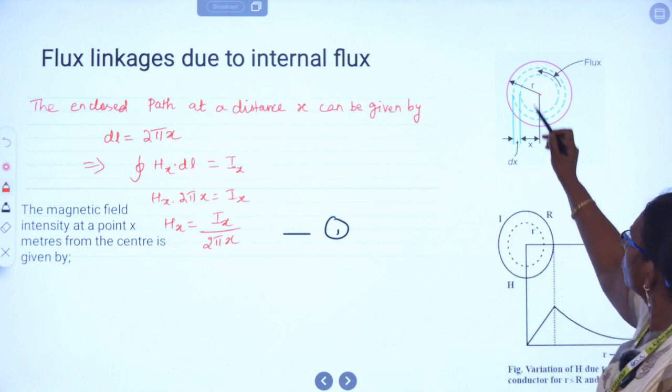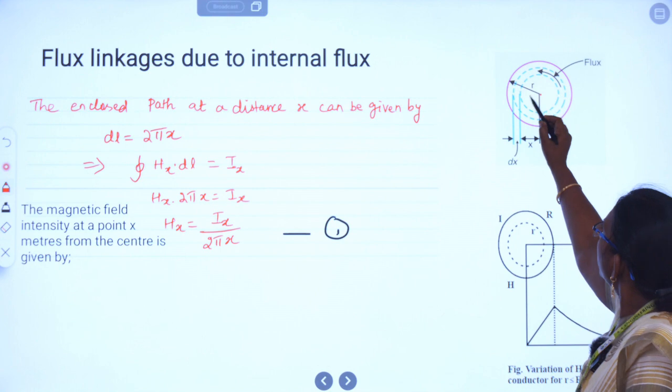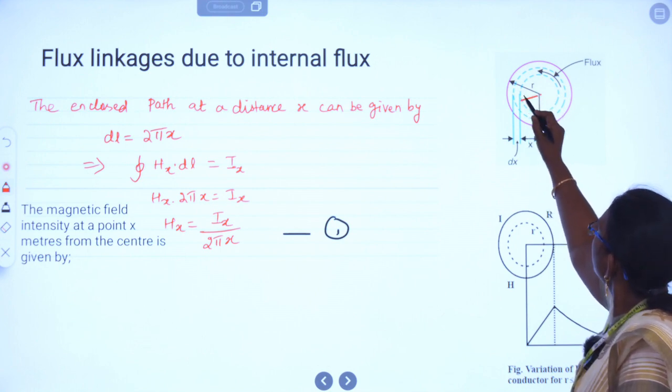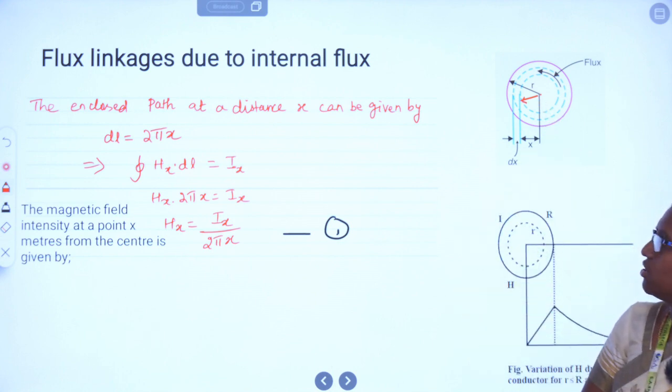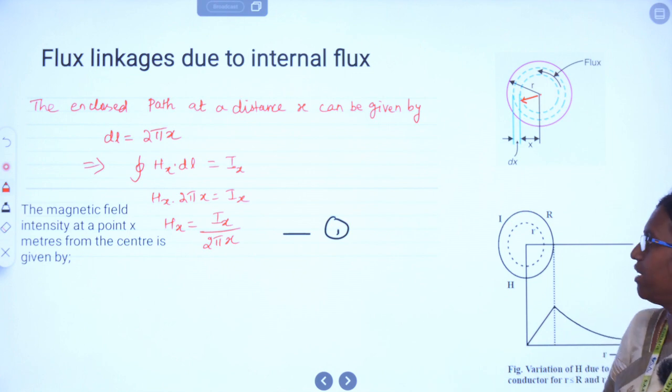So what is the perimeter of the circle? It is 2 pi x. With a radius of x, we are taking, this is the radius x. So for this radius, this is the perimeter. So dl can be taken as 2 pi x.